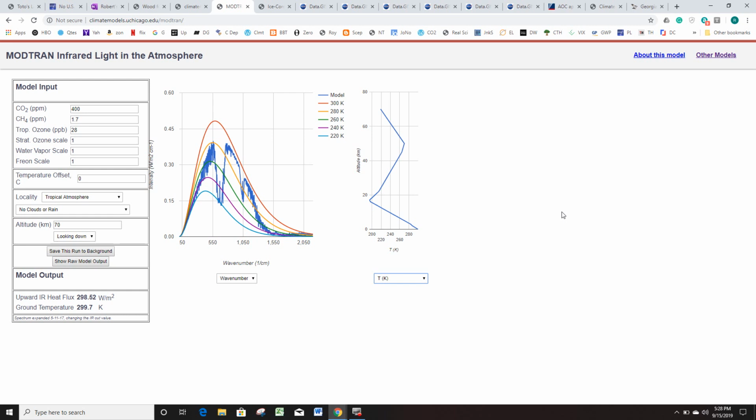Yep. Okay, and so what we're going to do is go look at the infrared light in the atmosphere. Is that what this is all about? And you said this is a very interesting tool that you need to use in your science class to truly understand this issue. Yeah. Right? And so when you go to Modtran, this is climatemodels.universityofchicago.edu/Modtran/. Again, a reliable source.